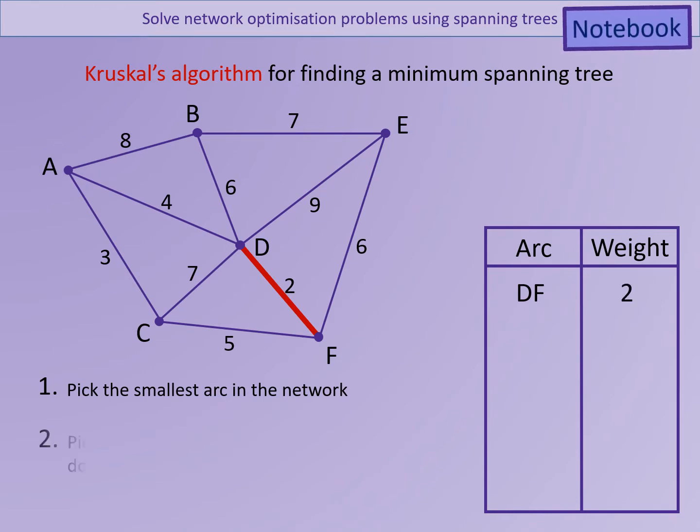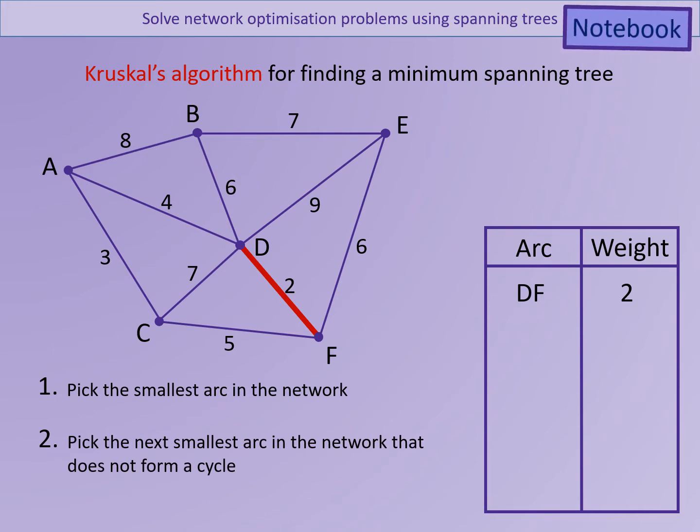We then consider the rest of the arcs that are yet to be added, and we're going to choose the smallest arc in the network that does not form a cycle with the arcs we have already picked. So the second arc we're going to choose is A to C. Notice that it's not connected to DF, it doesn't need to be in Kruskal's algorithm, and it doesn't form a cycle, so that is the next one we can choose. So A to C has a weight of 3.